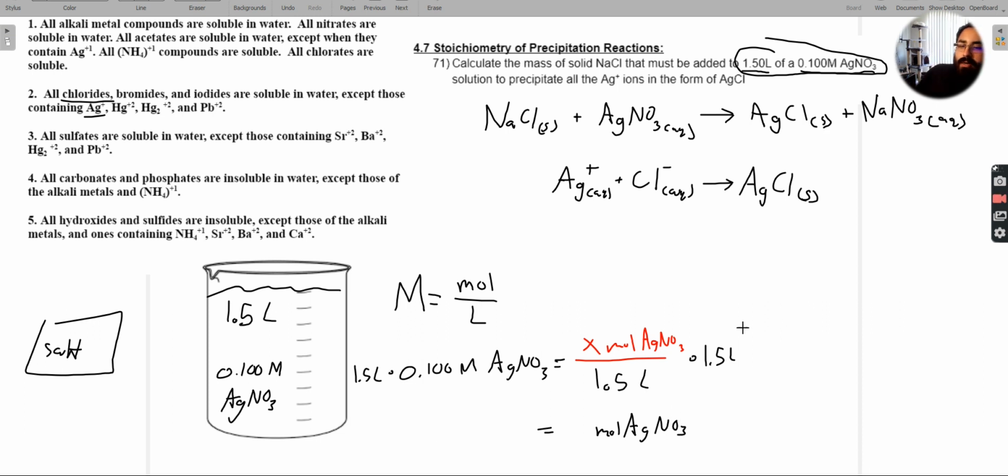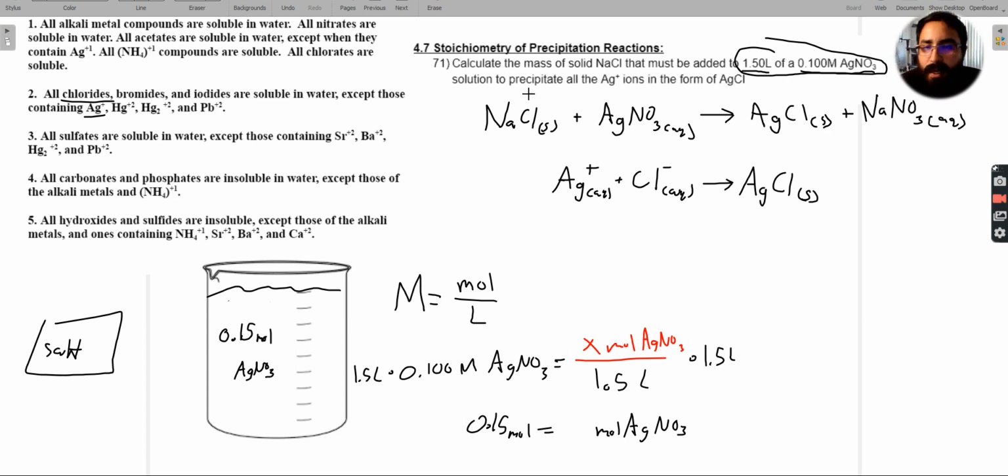And I don't have my calculator, so this is easy. So this is 0.15 moles of AgNO3. All right, so instead of dealing with molarity in liters, we now know the number of particles. We know 0.15 moles of AgNO3. So what we really want to find out is how much NaCl we need.